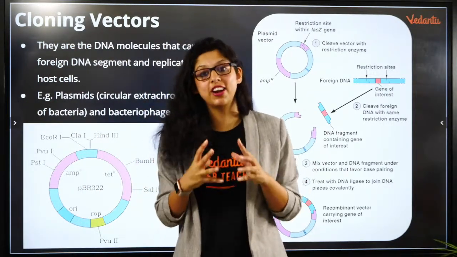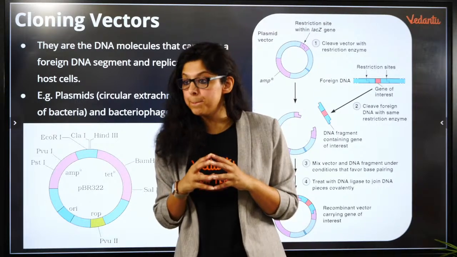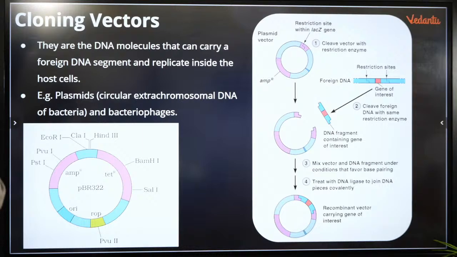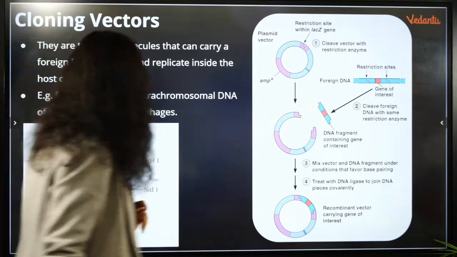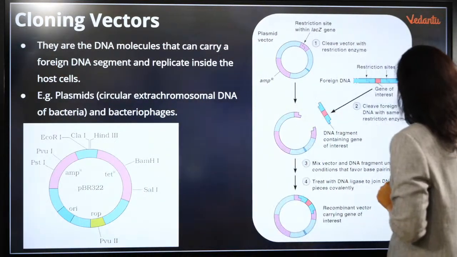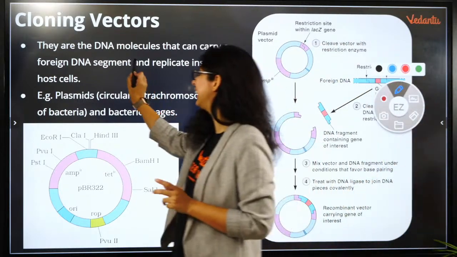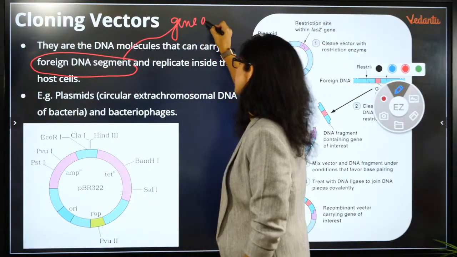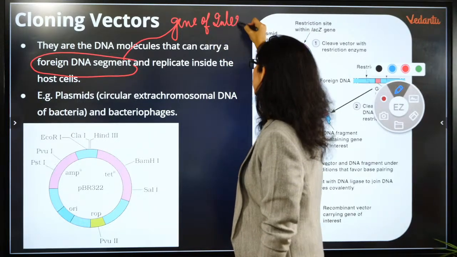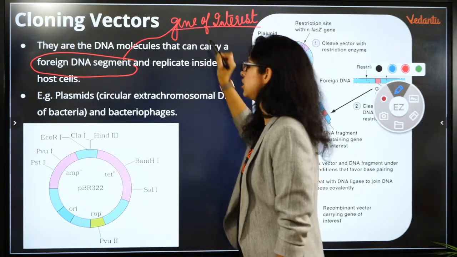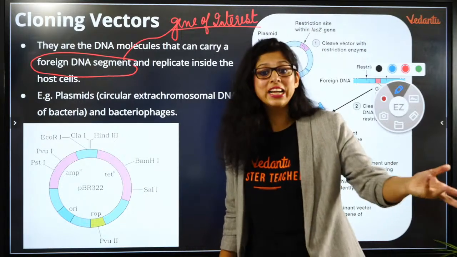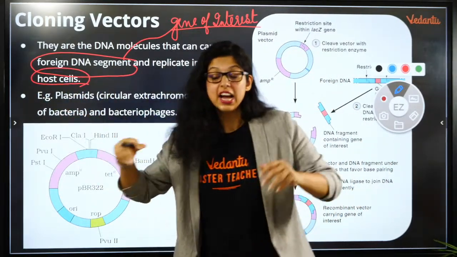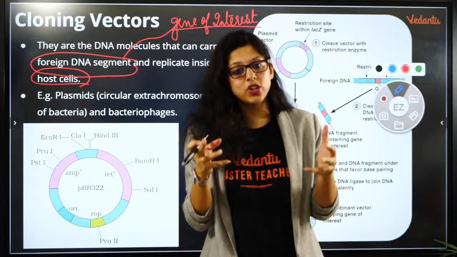आइए अब हम cloning vectors पे चलते हैं, because cloning vectors are most important. ठीक है, चलो आ जाओ. Now they are the DNA molecules that can carry the foreign DNA. कुछ तो होना चाहिए जिसके अंदर मैंने foreign DNA segment डालना है. What is foreign DNA segment? It is my gene of interest. जो मुझे चाहिए. What is my gene of interest? Insulin, humulin, glucagon, anything. It will replicate inside the host cells. Host cells के inside it's going to replicate.